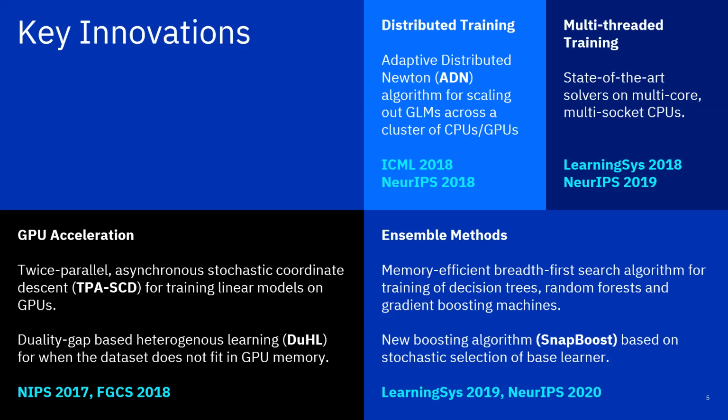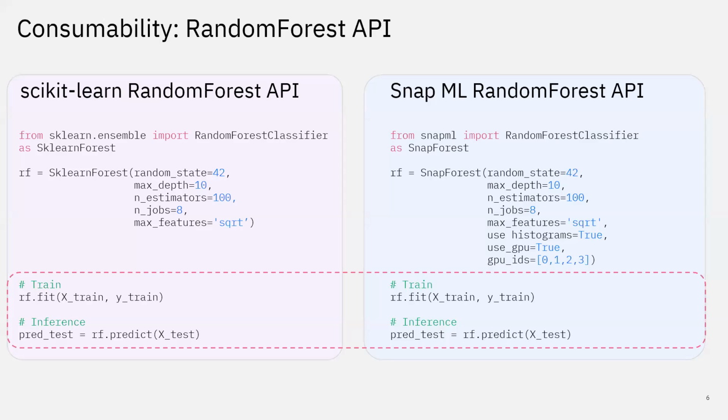Okay, next chart, please. Okay, so this is a little bit about the API, so we can show you how SnapML is used. So in this example, we compare training and evaluating a random forest on the left-hand side with scikit-learn, and on the right-hand side with SnapML.